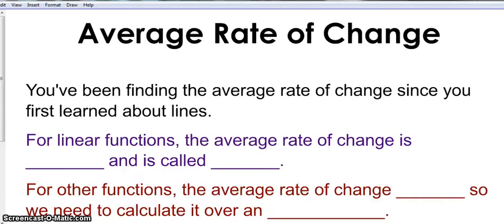Guys, today we're going to look at average rate of change, and you've actually been calculating the average rate of change for functions since you first learned about lines. When you learned about lines, the average rate of change is constant.